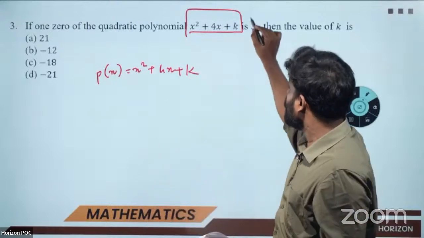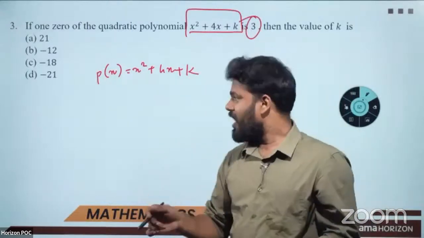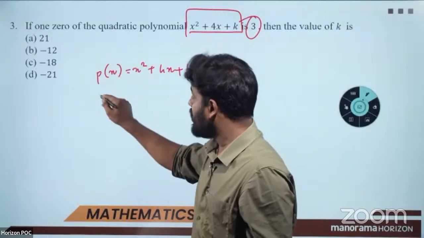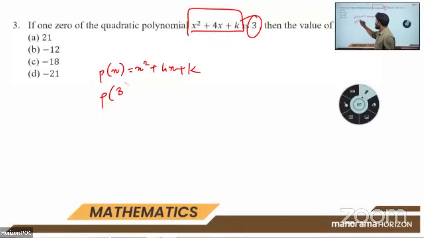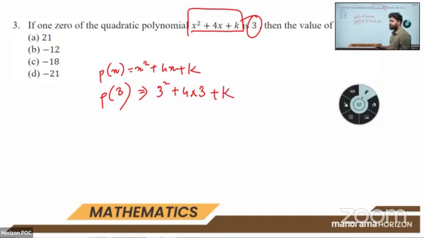And now I have a root that is 3. So when I have a root that is 3, or one zero, I can call it a zero. So when I have the zero as 3, just put that value here. You get 3 square plus 4 into 3 plus k. This is what I get. Now, what will be this value equal to? Since it is a zero of the polynomial, this entire thing will be equal to 0. This entire polynomial will now become equal to 0, right?